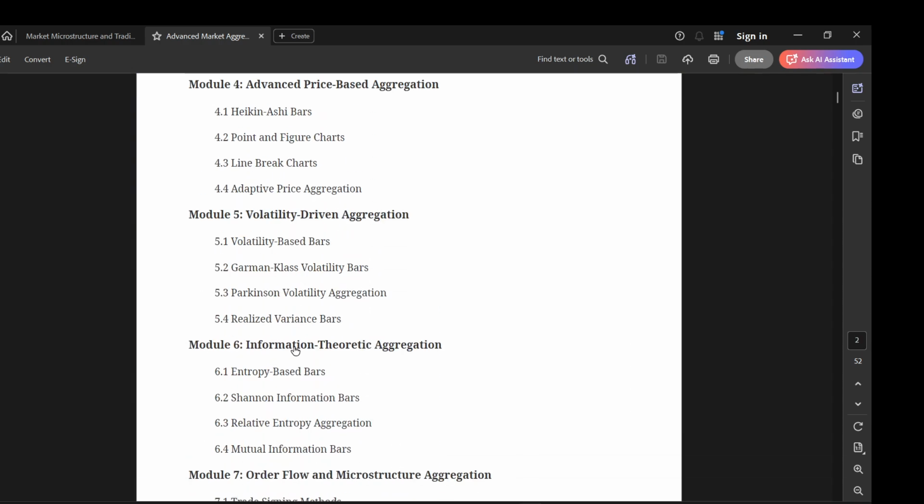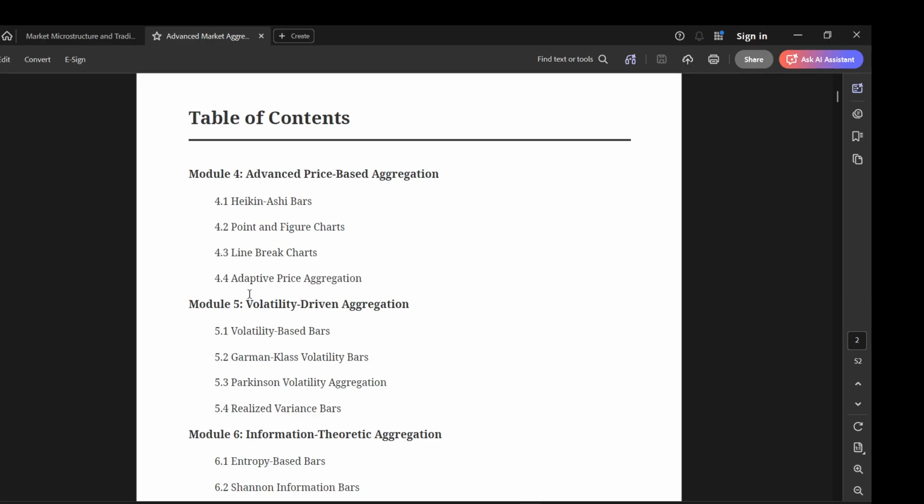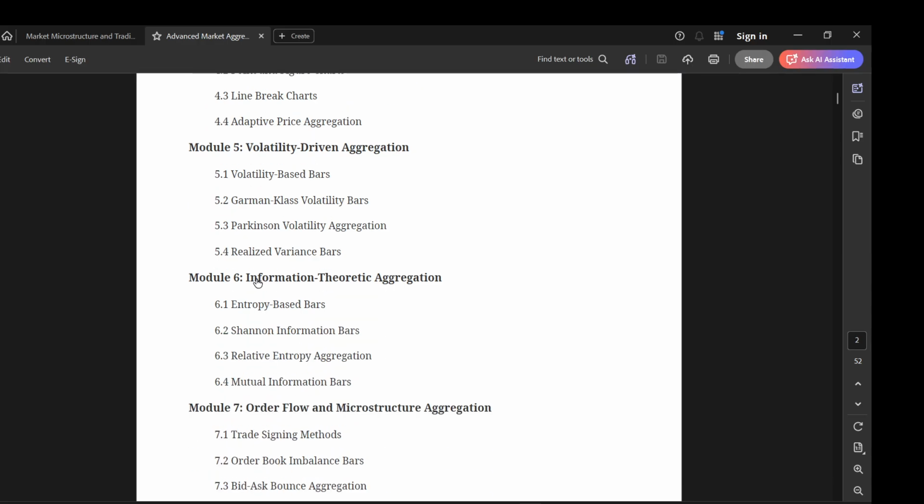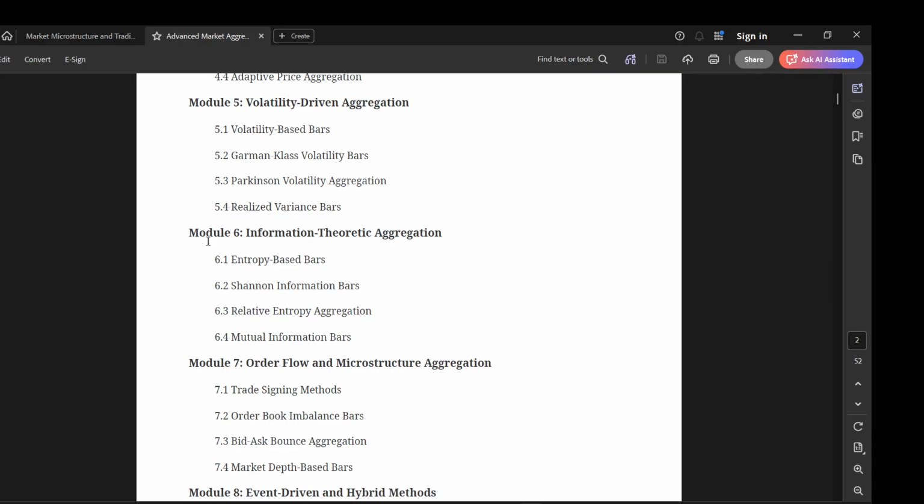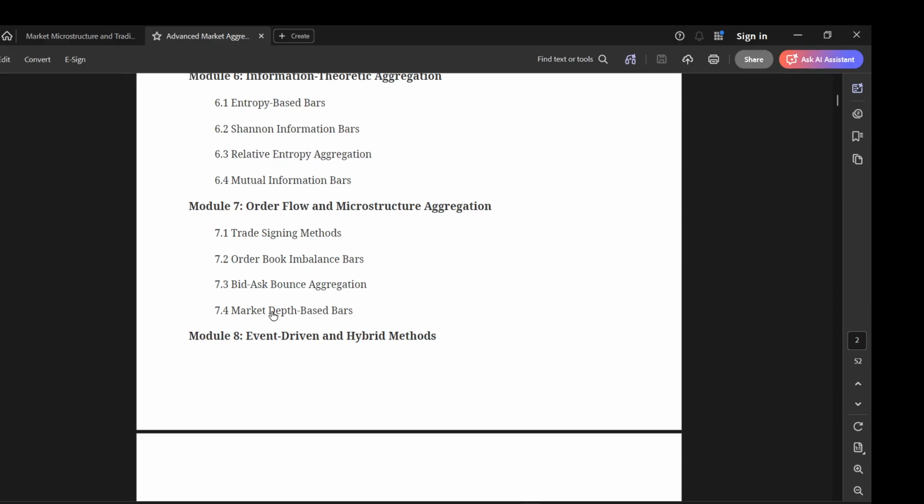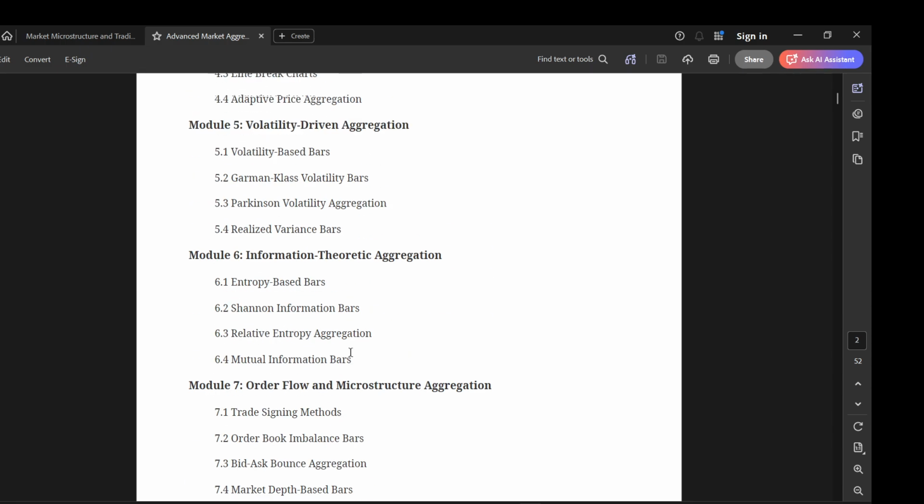Now we're going to be talking about information theoretic aggregation. Of course, this advanced course has a lot of advanced aggregation. We have advanced price-based aggregation, volatility-driven aggregation, information theoretic aggregation. If you don't know what information theory is, just know every single digital device you've ever held is built on information theory. And we have order flow and microstructure aggregation. We have event-driven and hybrid methods, implementation, and so on.